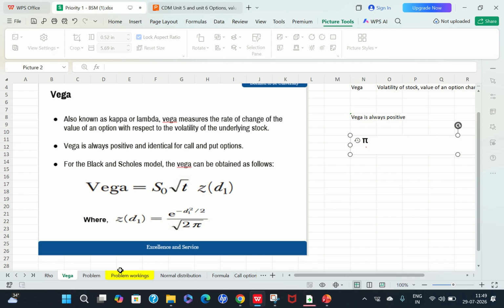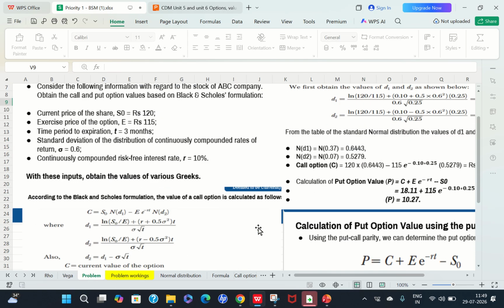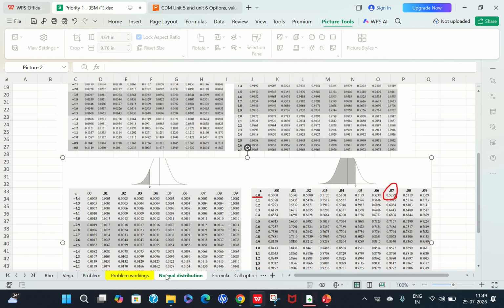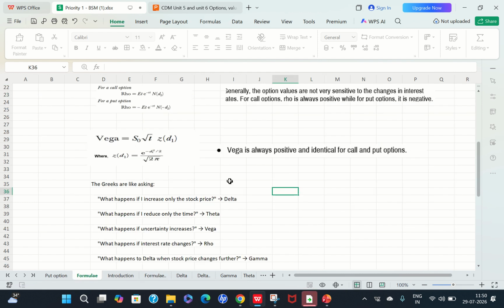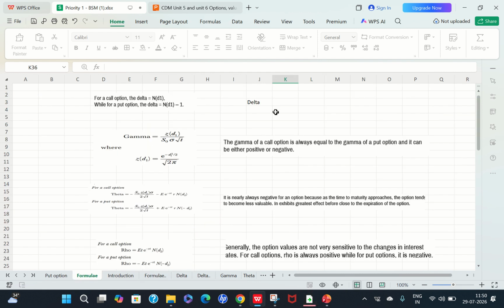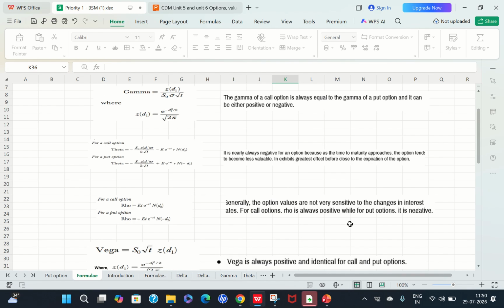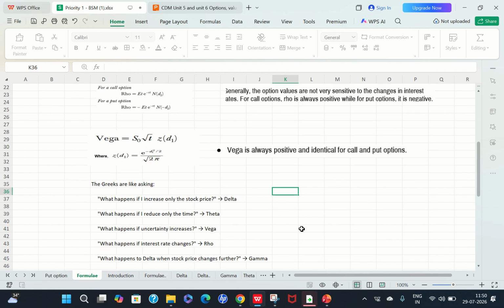Okay, so we have done a recap of the formula. So let us go to the problems one by one. Coming to the part of calculation of gamma, we are already aware of all the parameters required to be applied in a formula. We have this formula tab where I have consolidated the formulas for delta, gamma, theta, vega and rho.